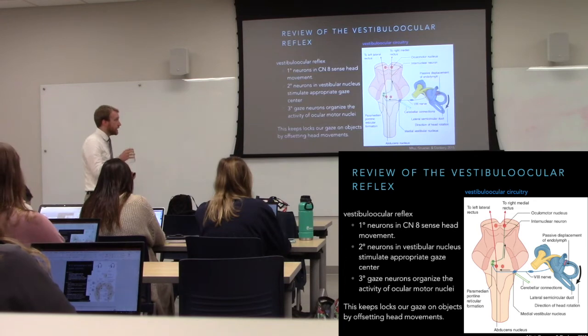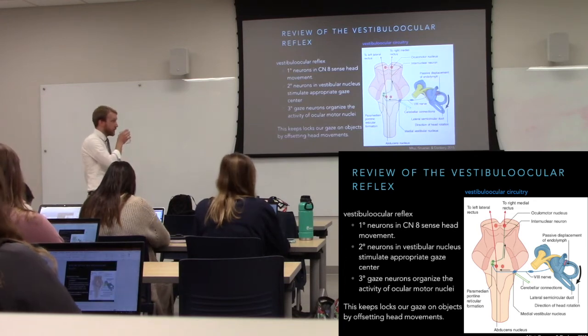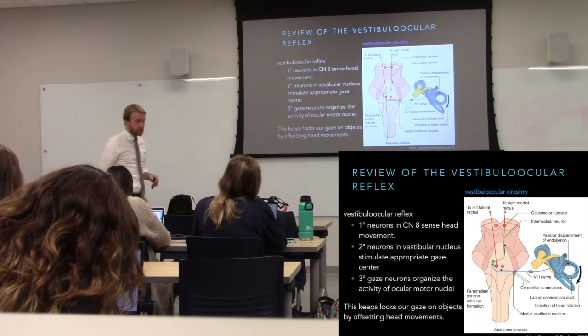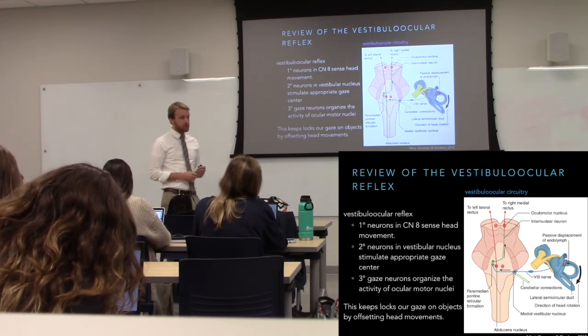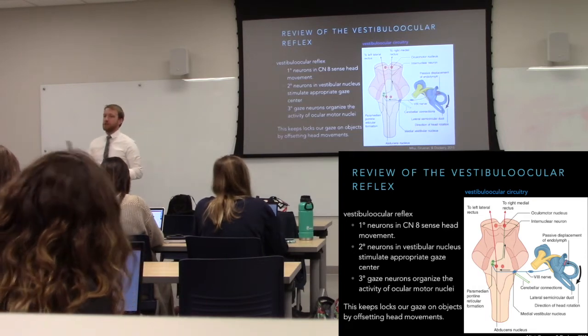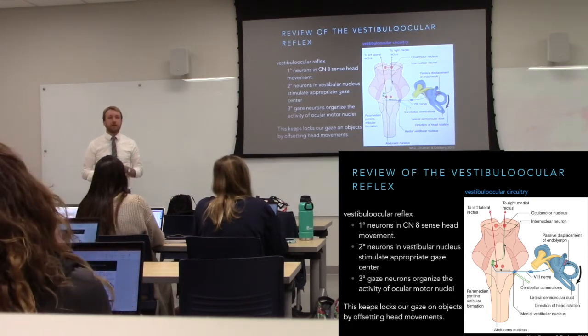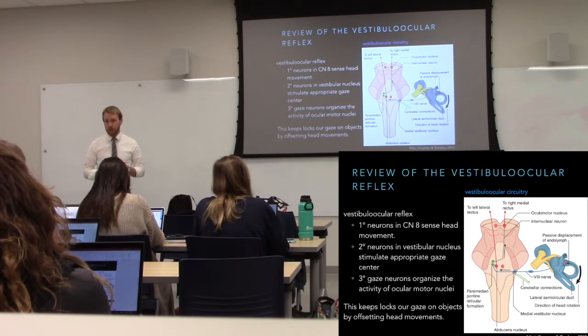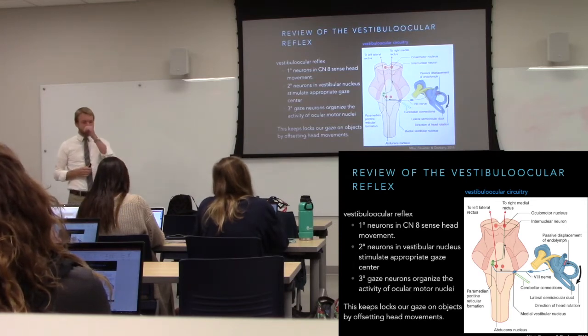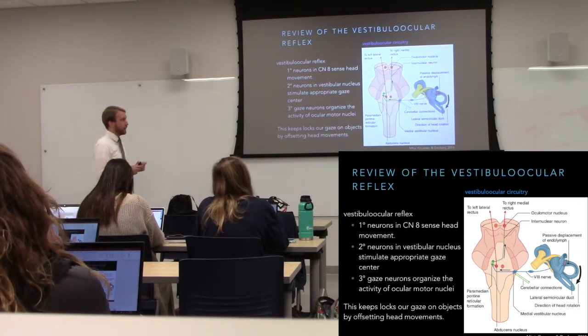The control of these gaze centers comes from a couple sources. So the vestibular system can control our gaze centers. So we get smooth pursuit, essentially. Rather than the object moving, our head moves. So you can keep your gaze fixed on whatever you're looking at as your head changes position. It's still smooth pursuit, just from a different angle.